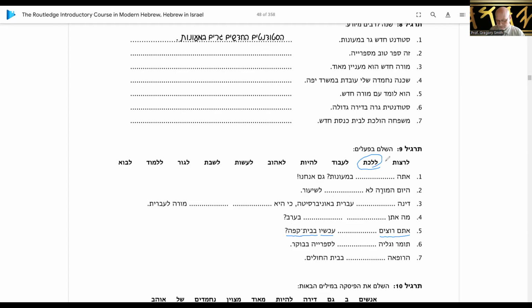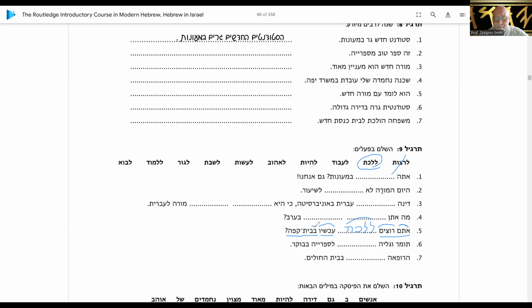Lelechet. Yeah, ללכת, lelechet. Okay, so it's not going to be this one. You all, we already got this one here. It's not going to be work. I don't think it's going to be that one. I think it's going to be lelechet. Okay, because atem, that's you all, masculine or mixed plural, rotzim. Do you all want lelechet, to go?